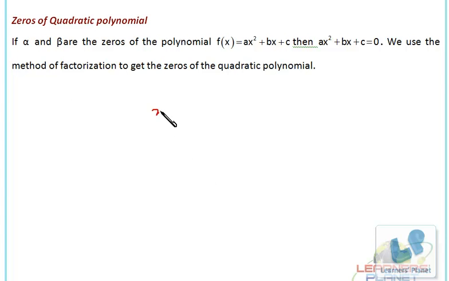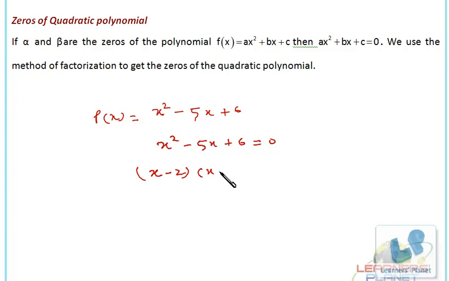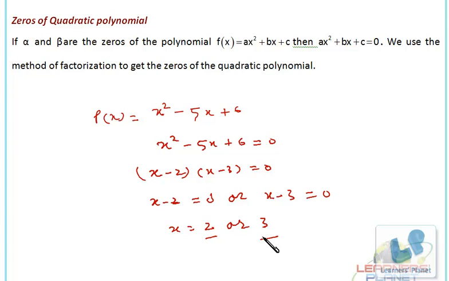Suppose x² - 5x + 6. This is a polynomial, right? And if I have to get zeros of this polynomial, what I'll do? I'll equate it to 0, right? Now I just factorize it. So either x - 2 is 0 or x - 3 is equal to 0. That means x is equal to 2 or 3, right? So 2 and 3 are zeros of the given polynomial, that is this quadratic polynomial, right?